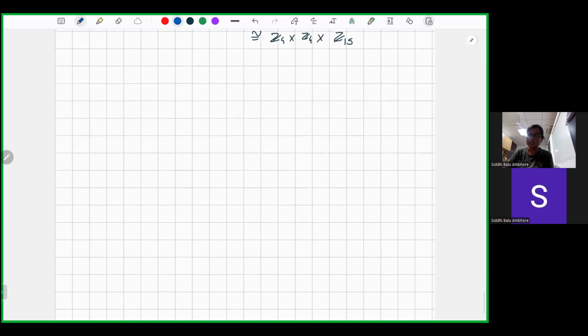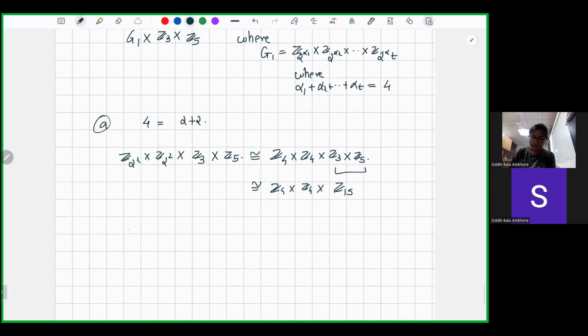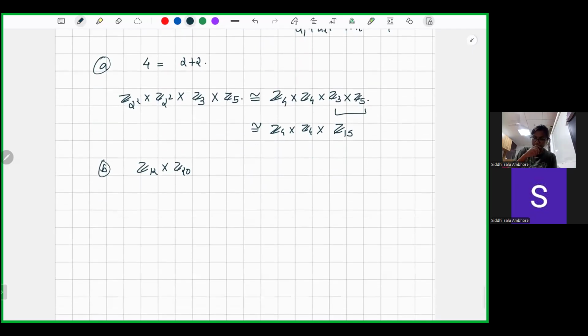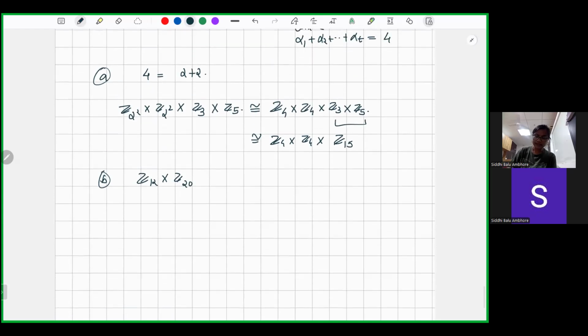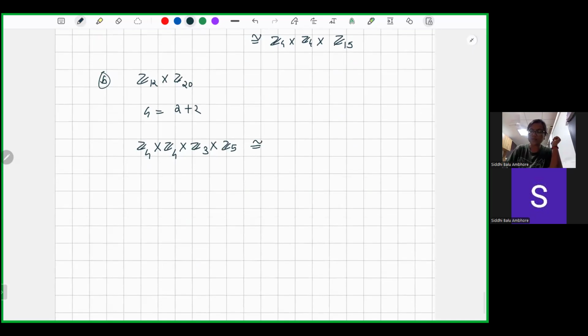This is Z12 cross Z20, the second one. So I'm just writing it here. This is first option or A option. The B is Z12 cross Z20. And here I can again choose this partition of 4, that is 2 plus 2. I can write this Z2 cross Z2 cross Z4 and Z3 and Z5. Sorry, Z4 cross Z4 and Z3 and Z5. And this will be anyway isomorphic.